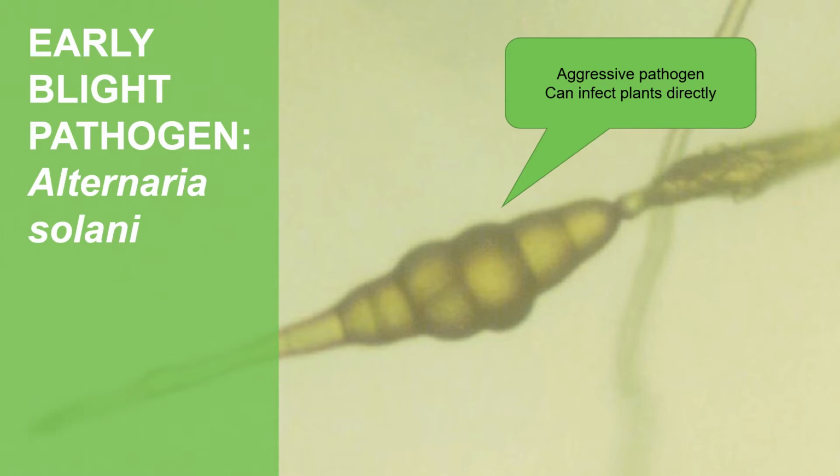Early blight is caused by the fungus Alternaria solani. This is an aggressive pathogen and can infect plants directly. This means it doesn't necessarily need a wound or a natural opening for infection.